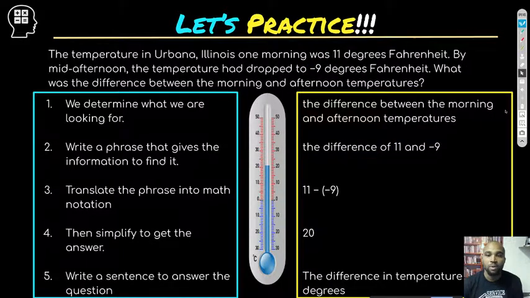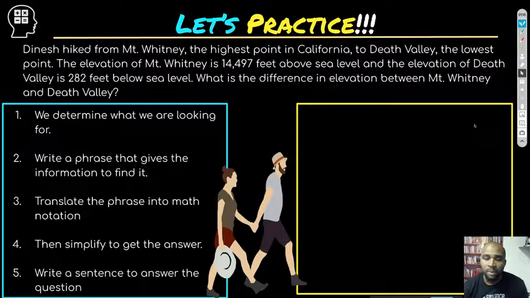And I want to do a couple more, and we'll close up here just to give us a good feel for how to solve application problems that have integers, and particularly subtraction. All right, next problem. Denise hiked from Mount Whitney, the highest point in California, to Death Valley, the lowest point. So you got the picture, right? So let me draw a picture. And I like drawing pictures. Sometimes when you're dealing with word problems, it just helps to have a nice visual.